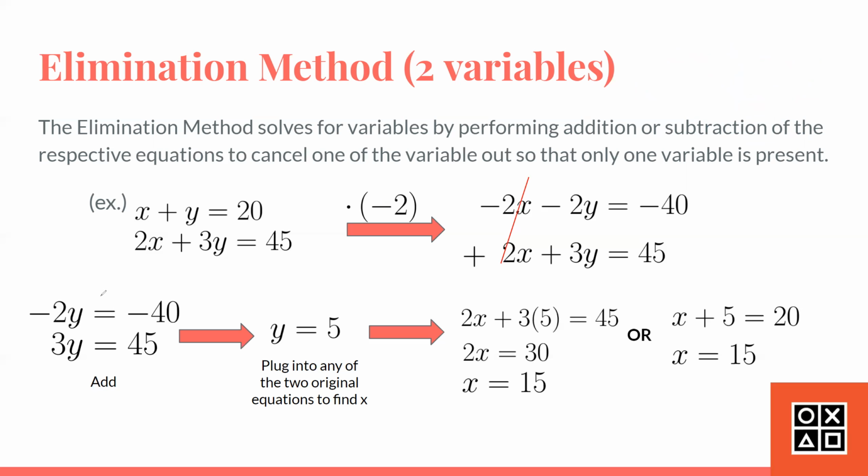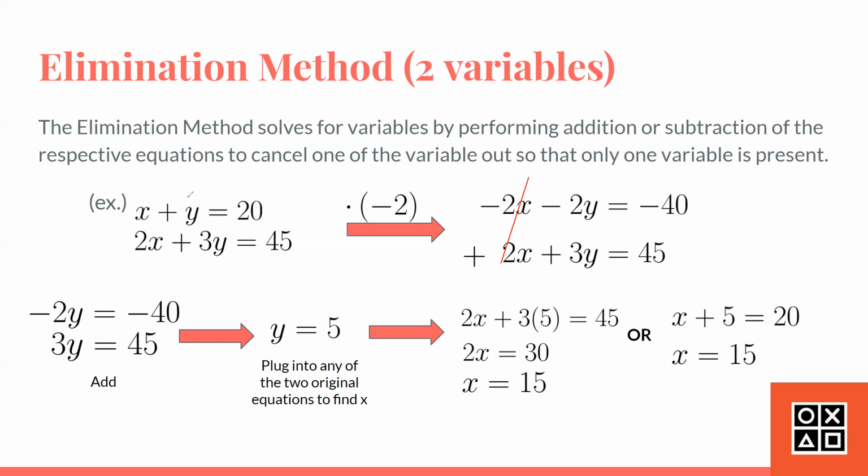So once you cancel them out, those are out of the equation, then you're just left with this part of the equation as portrayed right here. So what you would do is still use addition, because we're keeping the flow. You add -2y to 3y, which would be just y, and then you do -40 plus 45, which is just 5. So y equals 5. And now we do it the same way as the substitution method.